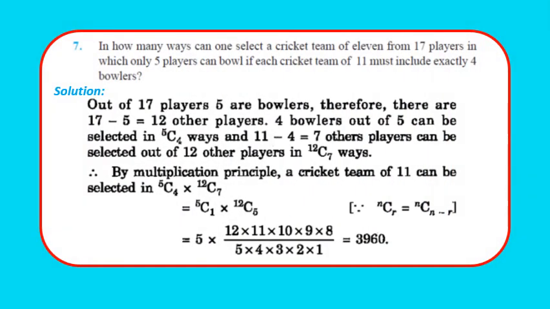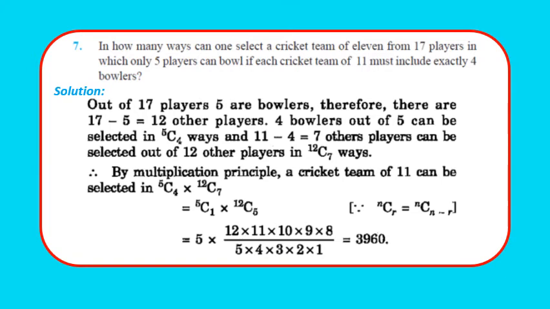Next we have question number 7. In how many ways can one select a cricket team of 11 from 17 players in which only 5 players can bowl, if each cricket team of 11 must include exactly 4 bowlers? Now we have to select 11 players out of 17 players, and out of these 17 we have 5 bowlers, and the remaining, that is 17 minus 5, that is 12, will be other players. Now 4 bowlers out of 5 can be selected in 5C4 ways, and we need 7 more players. Okay, and the remaining 7 have to be selected from the remaining 12. So we have 12C7 for the other 7 players.